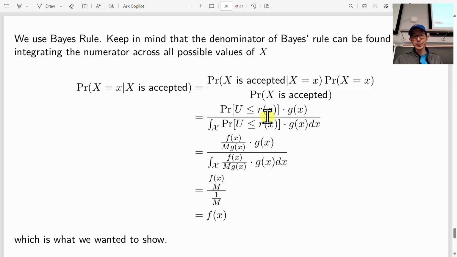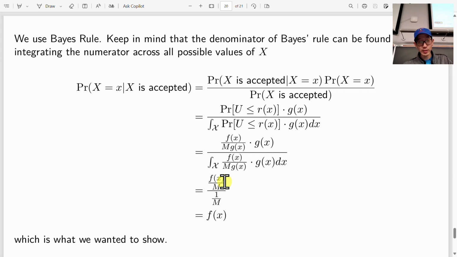And then the bottom, the probability that x is accepted, regardless of x value, is going to just be the integral of the numerator across all of the possible values of x. What is the integral of the numerator across all possible values of x? Looking at this, the g of x in the denominator and the g of x here are going to cancel, so the numerator ends up being f divided by m.